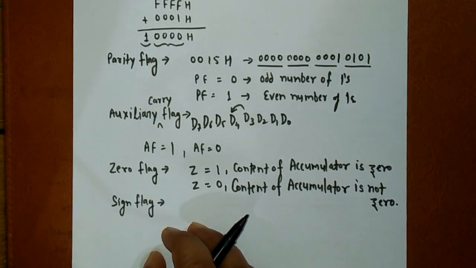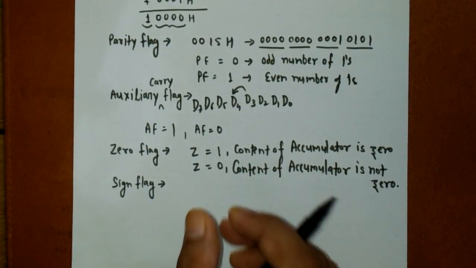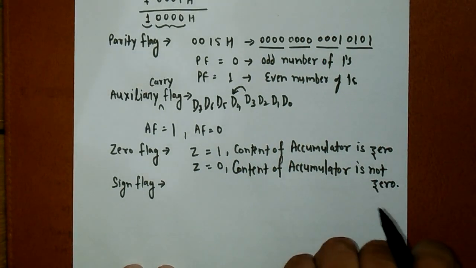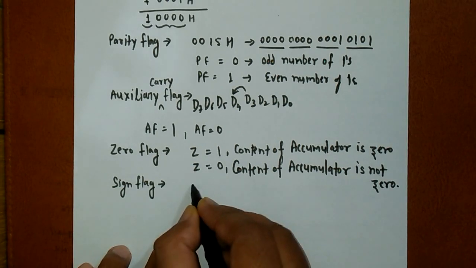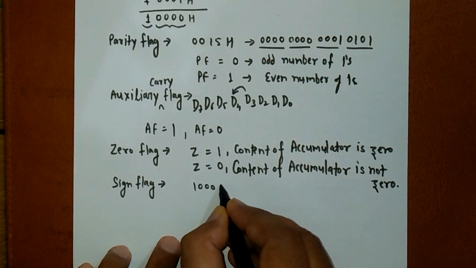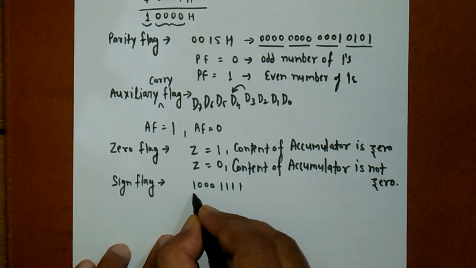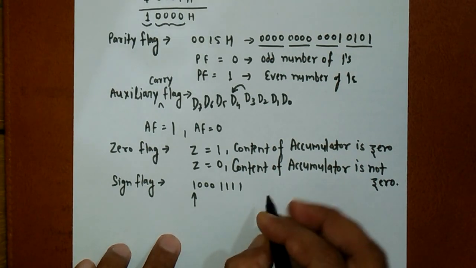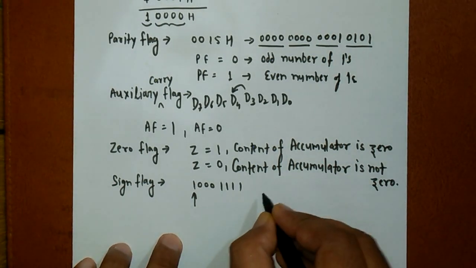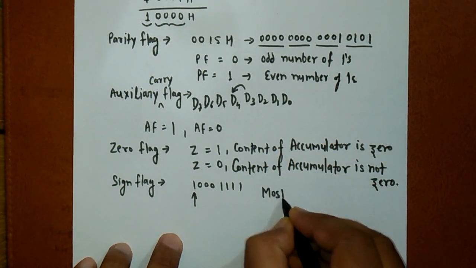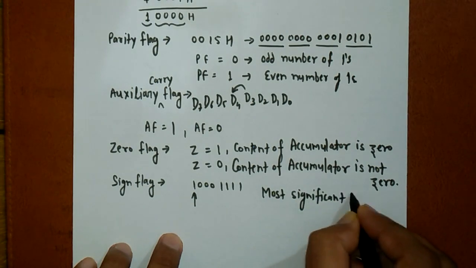Next is sign flag. This flag is used in the condition of signed numbers. When we are using signed numbers, we use this flag. Basically, if any number is written like this, 1000 1111, the microprocessor will check the bit present at this location, the MSB, most significant bit. In the case of 8 bit it will be D7, and in the case of 16 bit it will be D15. So always the most significant bit will be checked.